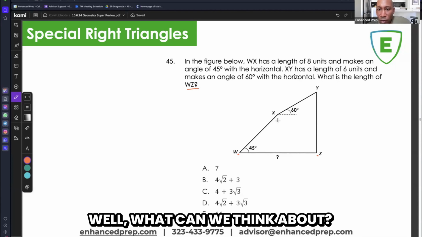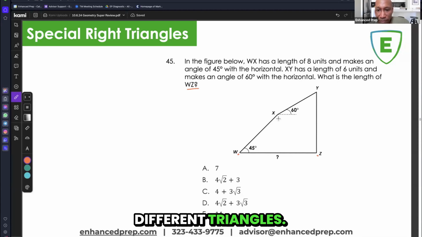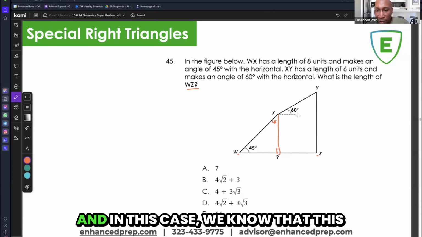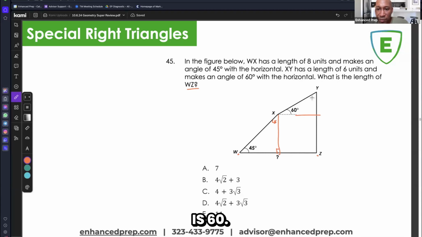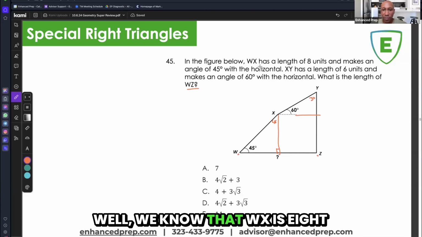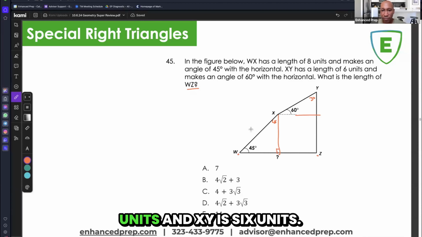Well, what can we think about? Let's break this up into 2 different triangles. If we break this up here, we know that this is 90. That means this is 45. And in this case, we know that this is 60. So we know this is a 30, 60, 90. So what can we do at this point? Well, we know that WX is 8 units and XY is 6 units.